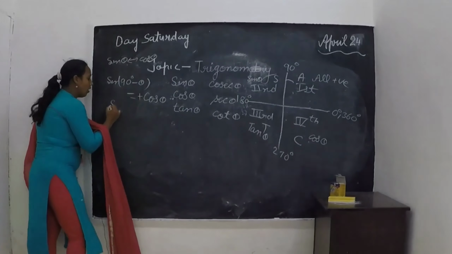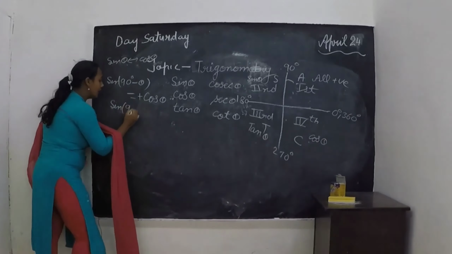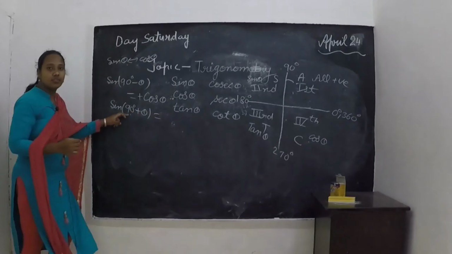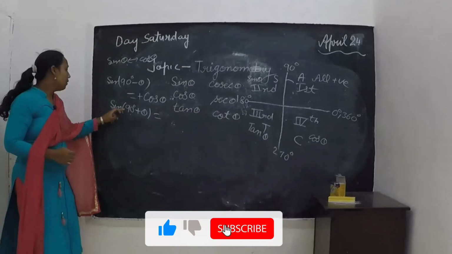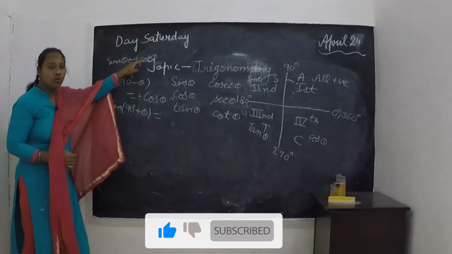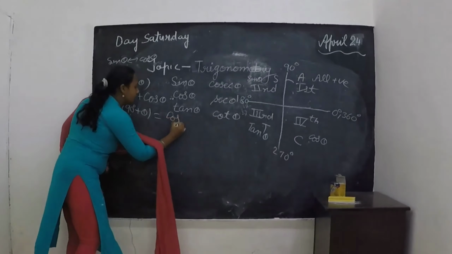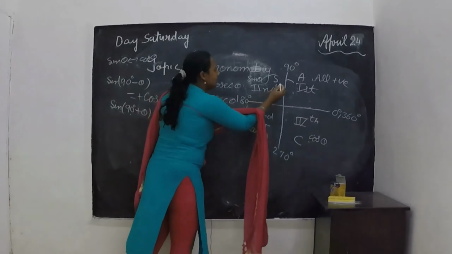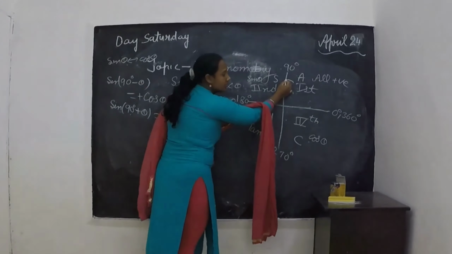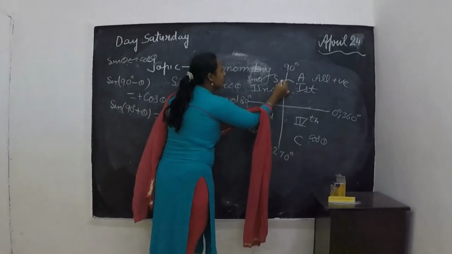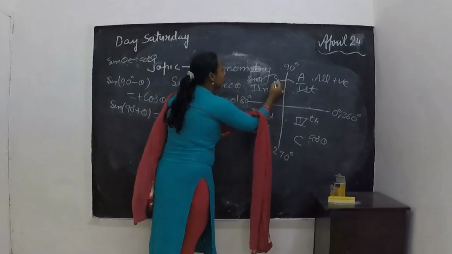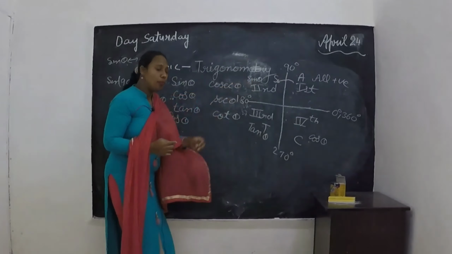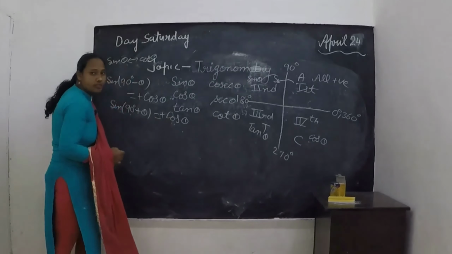Now we will find the value of sine 90 degree plus theta. Again, here is angle 90 degree. 90 degree means sine theta will convert into cos theta. And 90 degree plus theta. Now we will check the sign. 90 degree, something is added to it. 90 degree plus theta means second quadrant. Second quadrant means sine theta will be positive. Again positive, plus cos theta.